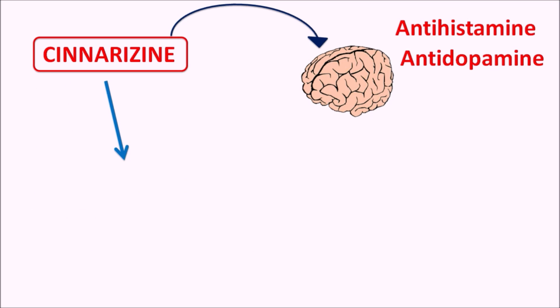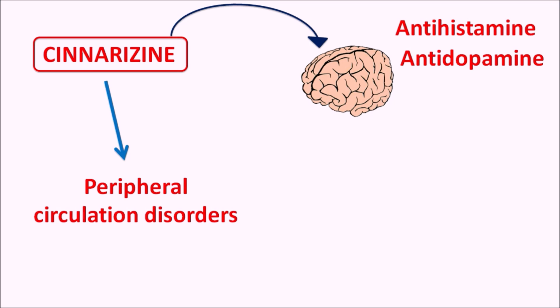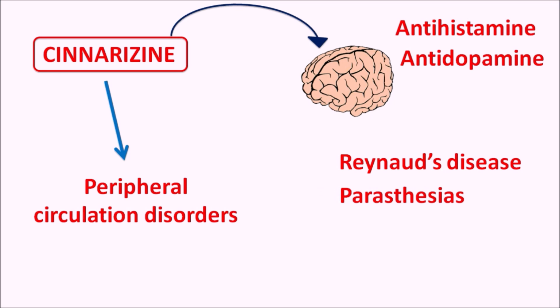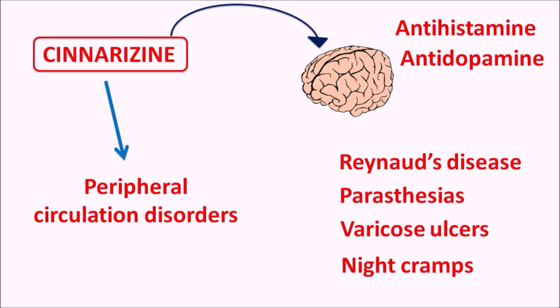This drug can also be used in peripheral circulation disorders such as Raynaud's disease, paresthesias, loss of sensation, varicose ulcers, night cramps. All these can be controlled by Cinnarizine because this drug blocks voltage-gated calcium channels, thereby producing vasodilatation. Even though this drug is mainly intended for its central action, it can also be used if you have peripheral circulation disorders.